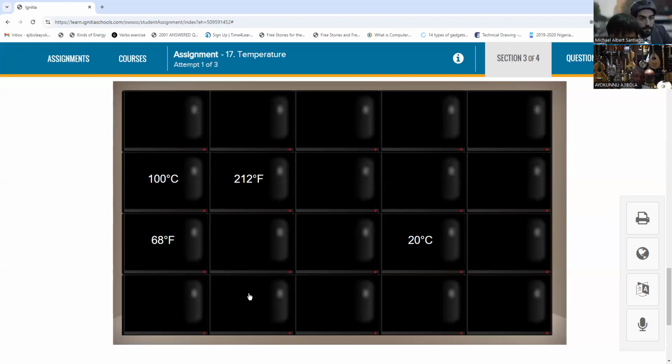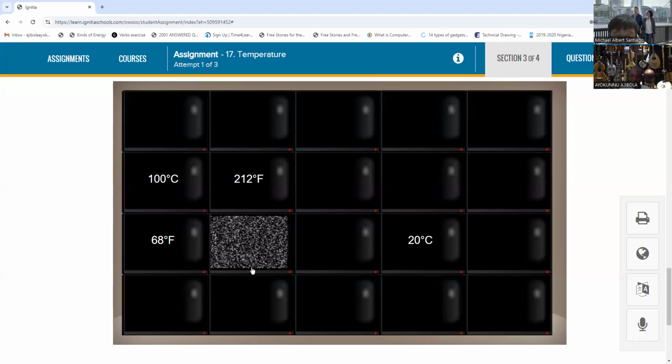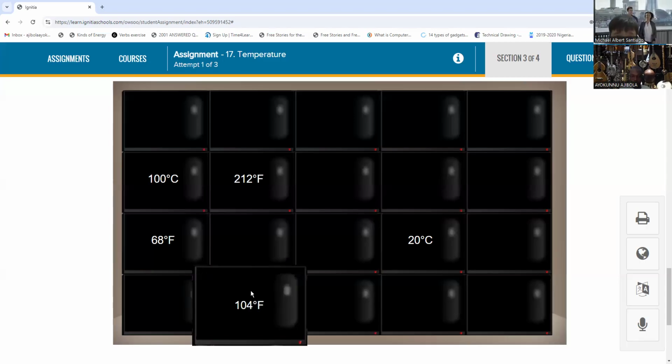Then if we check the one under it, that is 104 Fahrenheit. So let's convert 104 Fahrenheit to Celsius. We'll firstly remove 32. That gives us 72. Then times 0.5556. This will give us 40 degrees C. So when we see 40, I think we've seen 40 directly above this place.